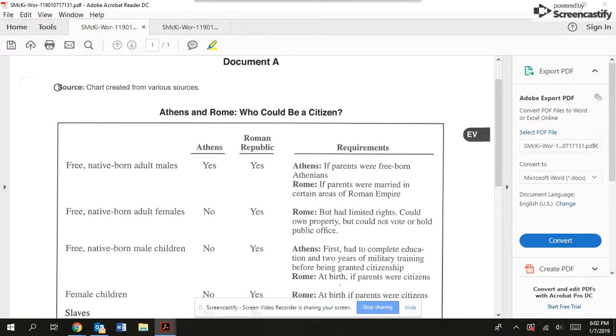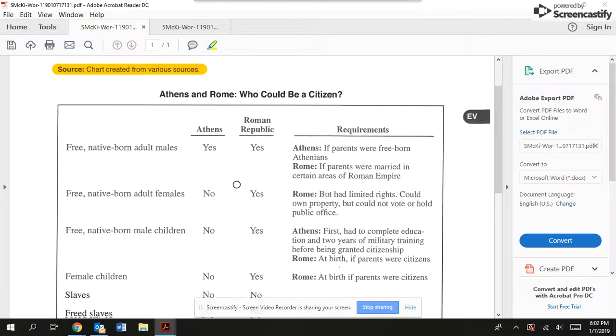Now, first off, I want to point this out. Our source is a chart created from various sources. Well, that means it's a secondary source, right? This is not a primary source. It didn't come from someone with firsthand knowledge of ancient Athens and Rome. It was made later.